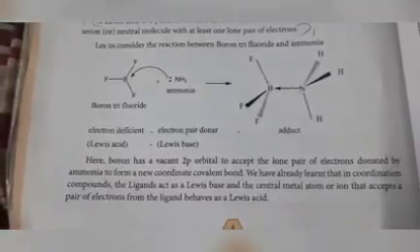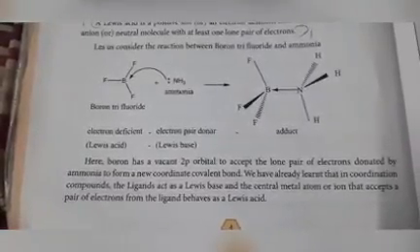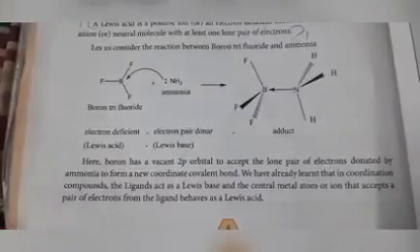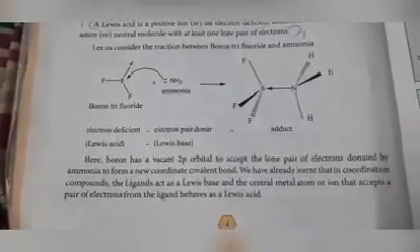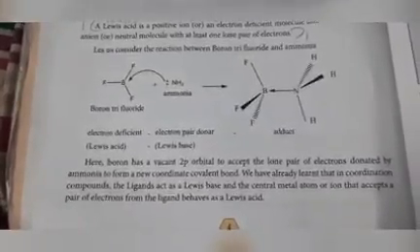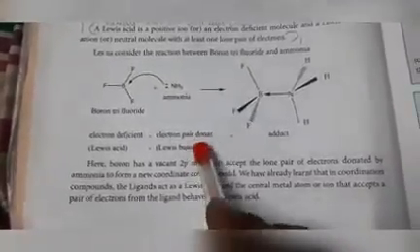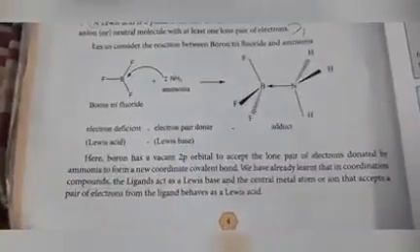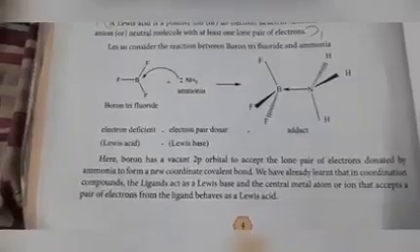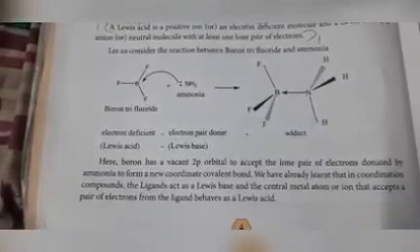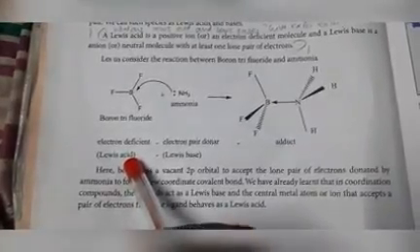In coordination compounds, the ligand is there. Ligand means donating electrons. Donating means what? Donor, which is called a Lewis base. The central metal ion accepts electrons, so it is an electron acceptor, that is, a Lewis acid.